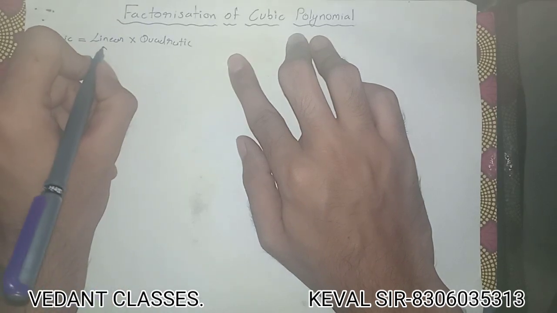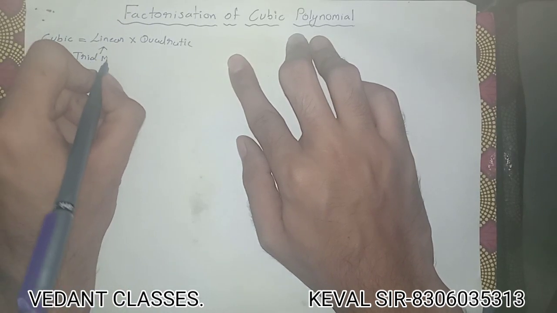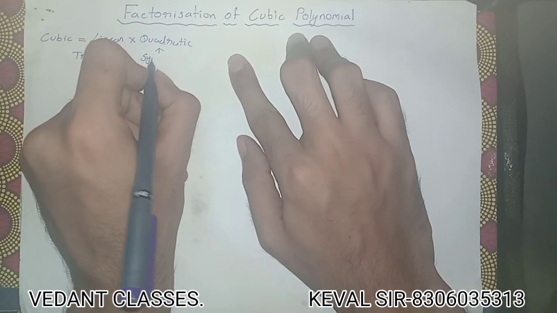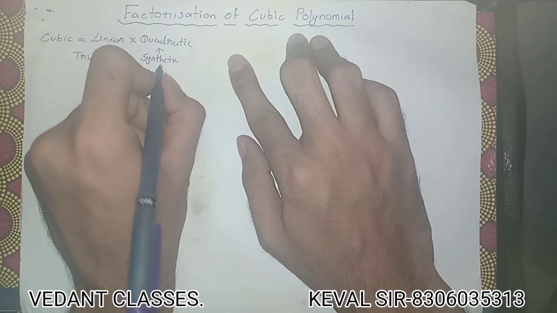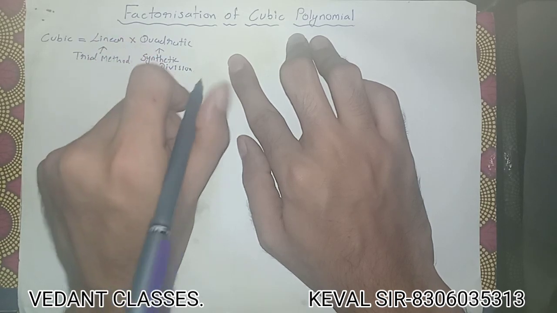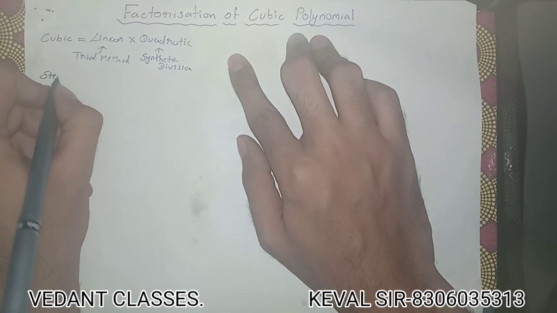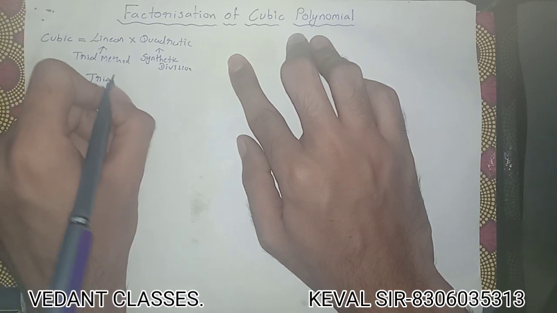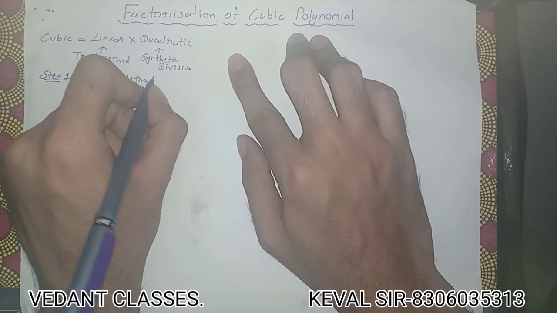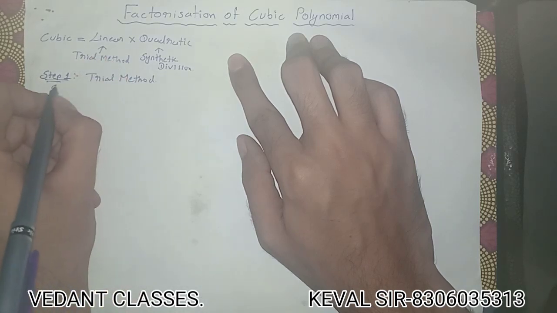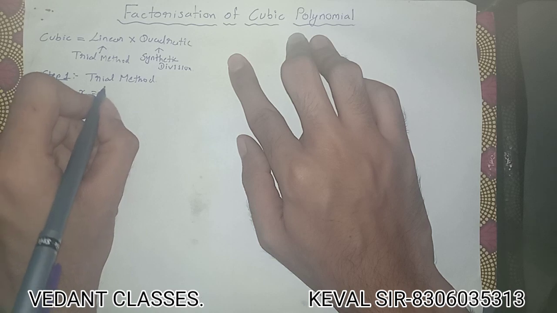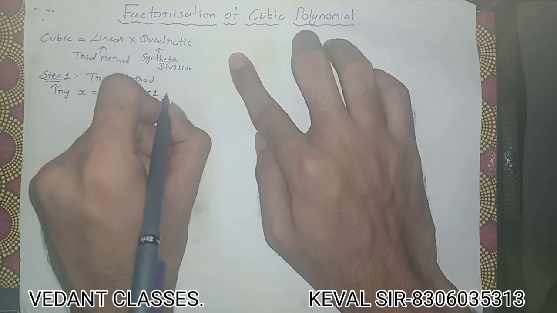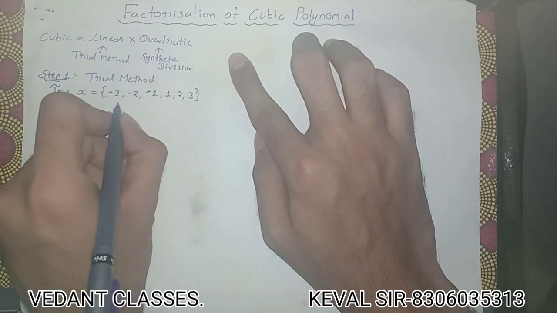The linear form you will get by trial method, and the quadratic you will get by synthetic division. So now let's see how it follows. In step 1, you need to do the trial method. In the trial method, you need to try values of x from minus 3, minus 2, minus 1, then 1, 2, 3, or any other.